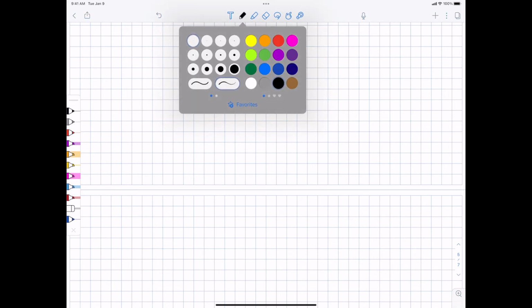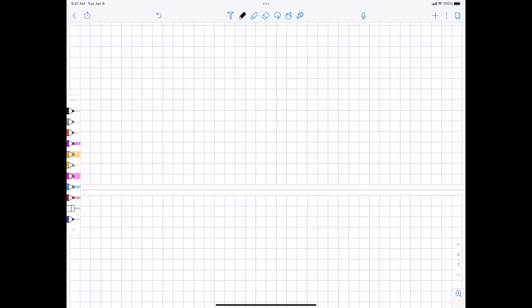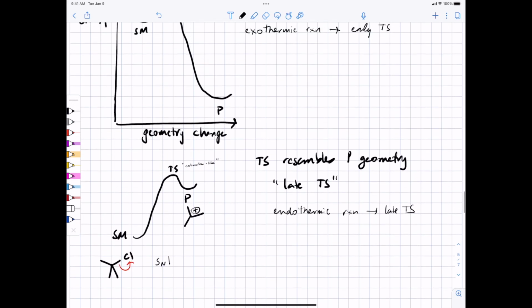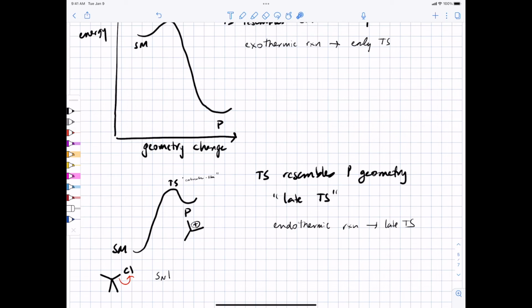Off the top of my head. Early transition state. Dang it. Does it have anything to do with the kind of carbocation that will be formed? Well, carbocation formation is always uphill in energy.